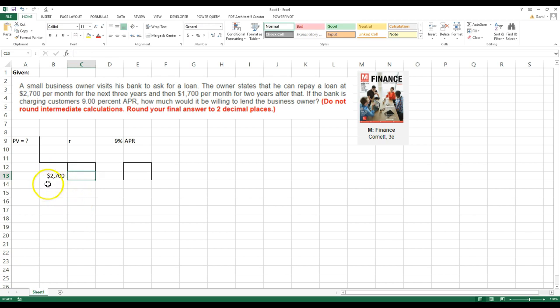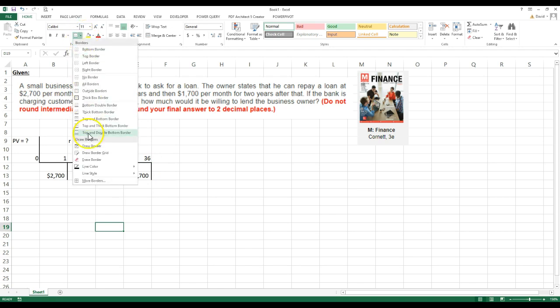and let me copy this over. Now I'm going to put three dots here to show that we're skipping a little bit of time. So this is time zero, and then month one, month two, and then all the way out to month 36, since 3 years is three times 12. So for 36 months, the owner is willing to pay $2,700 a month. That's what it says here for the first 3 years.